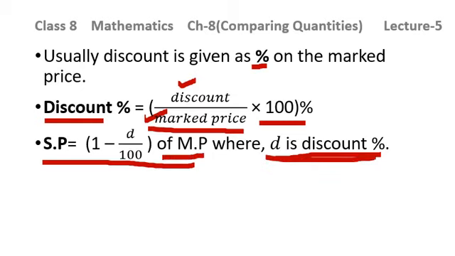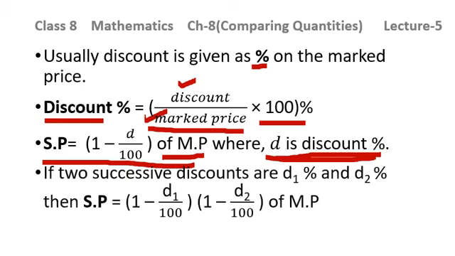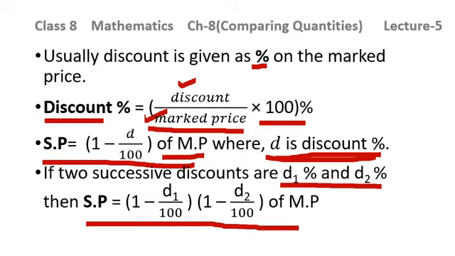We have derived this formula from marked price minus discount. If the discount is given in percentage, then SP will be 1 minus D over 100 into MP. And if two successive discounts are D1% and D2%, which we have discussed in detail in the previous lecture, then SP will be given like this: 1 minus D1 over 100 into 1 minus D2 over 100 into MP.